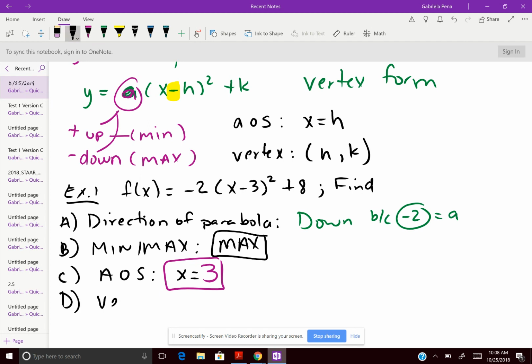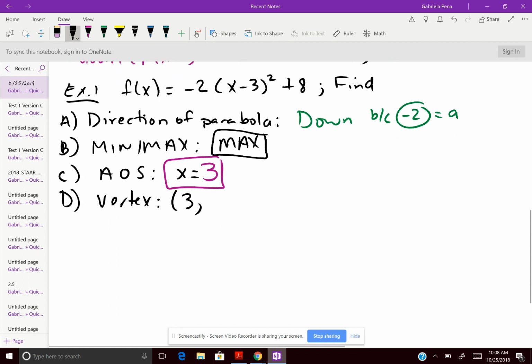Part D, who's your vertex? Well, the vertex says it's going to be h, k. Well, who was your H? 3. And who's your K? 8, because this is your K. So, once again, the H comes from here, and this is your K. Questions? H is right there, K is right there. Are we okay with that?